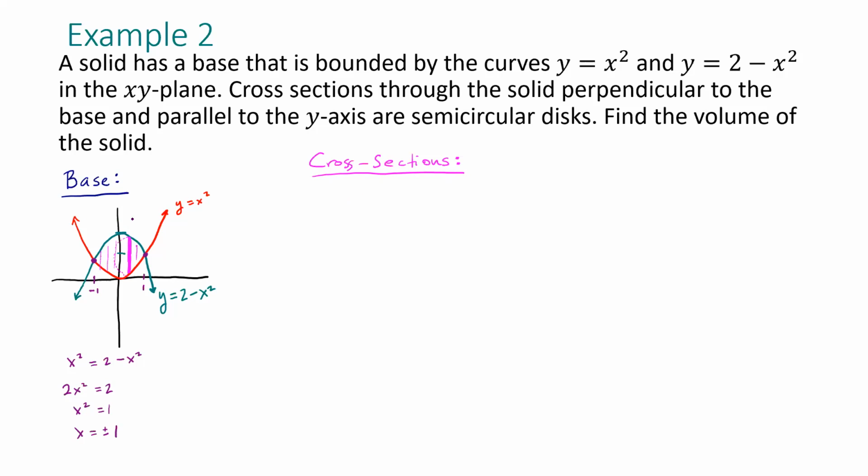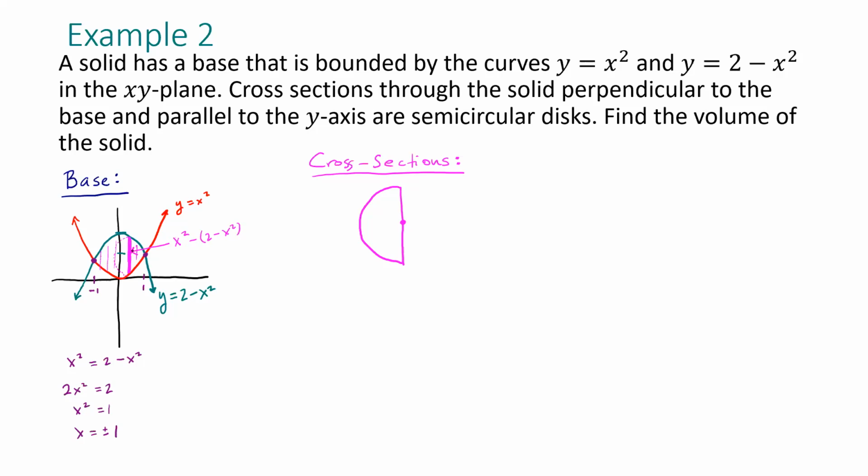Here I can just pull this cross section over here, and let's look at it. I'll just flatten it out like this. It's a semicircular disc. So it's half of a circle, where the diameter of the base of this semicircle lies along this segment here, going from 2 minus x squared on the bottom to x squared on the top. So the length of that little piece would be x squared minus 2 minus x squared.